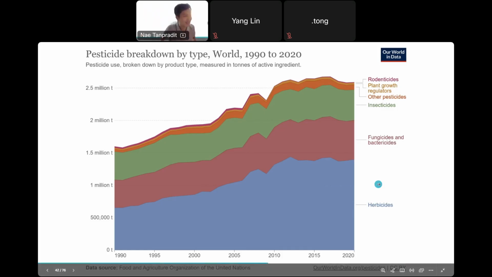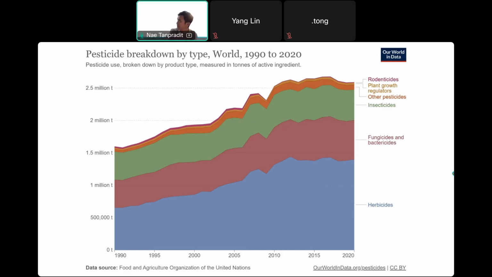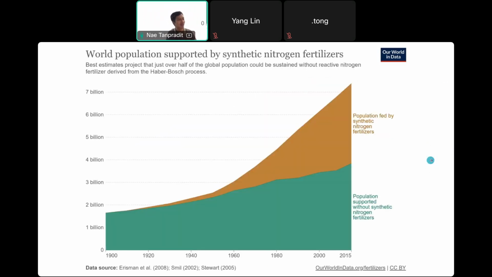Okay, back. This is the world population supported by synthetic nitrogen fertilizer. Okay, we are talking about fertilizer at the planetary boundaries, right? More and more people are fed by synthetic nitrogen fertilizer.